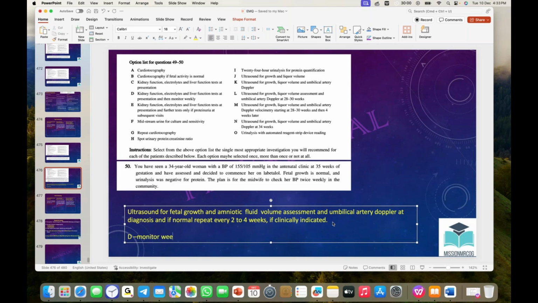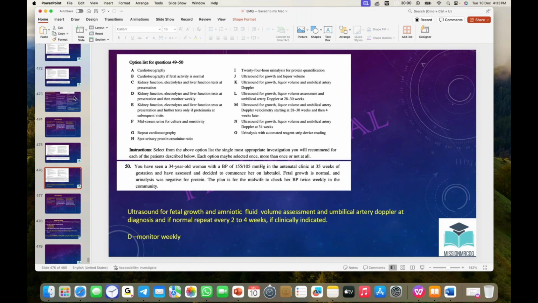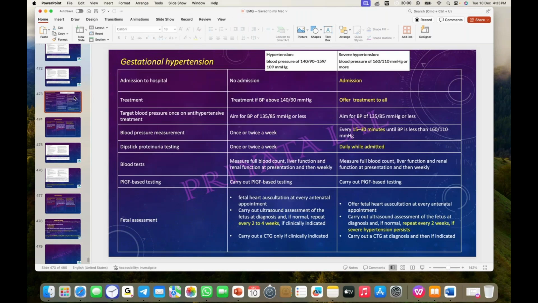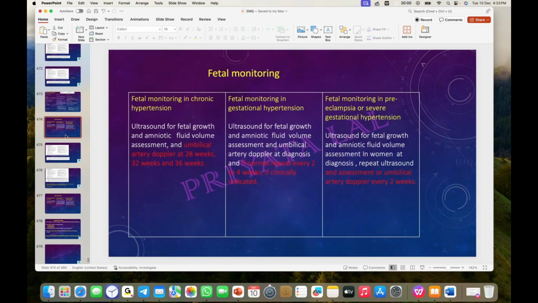Actually, the question is from the previous guideline, and this table is from the new guideline. Basically, remember this as hypertension management, and this is the baby management.